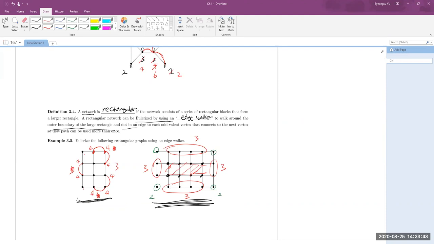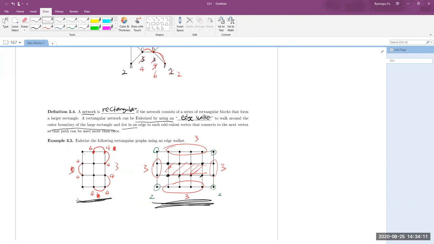Okay. Yes, you're right. So what Grace's question is, are there multiple ways to Eulerize something? Then yes, there are actually infinitely many ways to Eulerize something. So there is not only one, right?